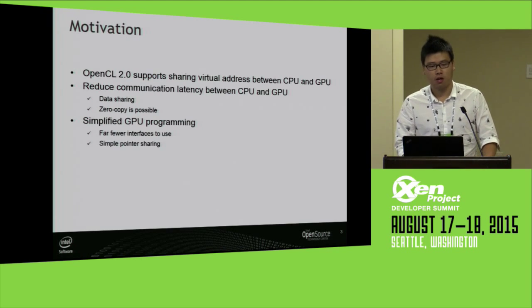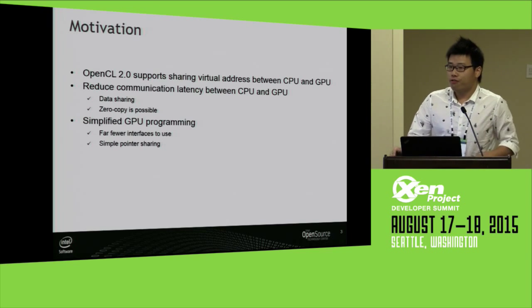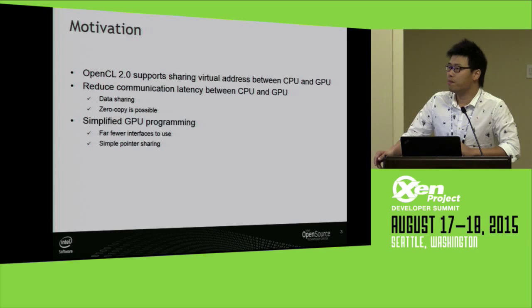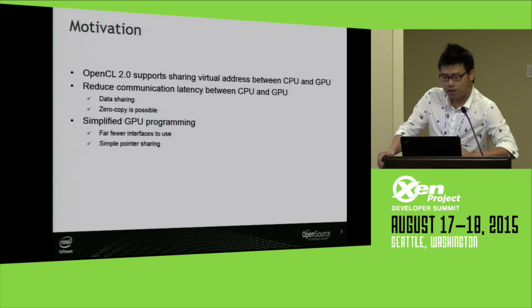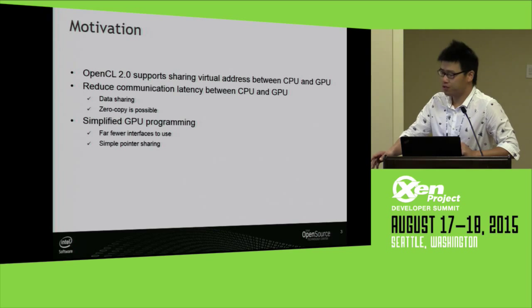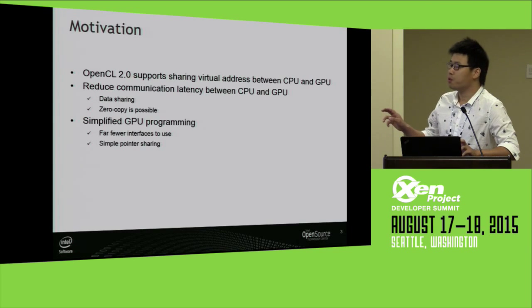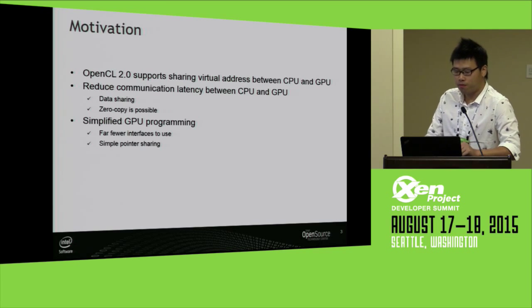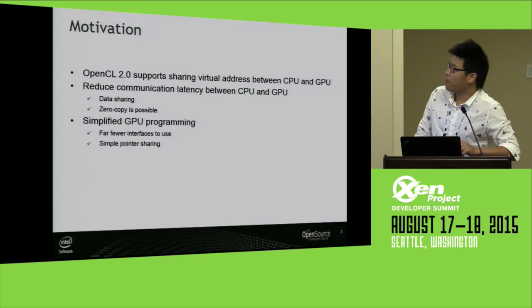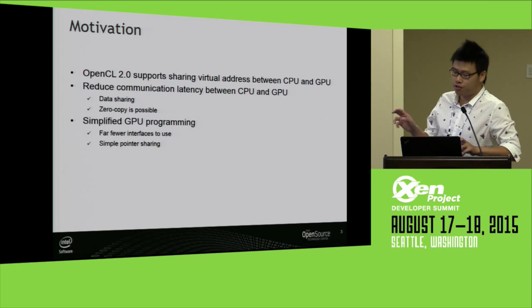Okay, this is the motivation. First of all, OpenCL 2.0 is the biggest motivation of SVM. Since OpenCL 2.0 supports sharing virtual memory between CPU and the GPU, to better support this feature, we need to add SVM support in hardware. And besides that, with SVM, we can reduce the communication latency between the CPU and the GPU, since the virtual address space is shared between CPU and the GPU. So the data sharing and zero copy is possible.